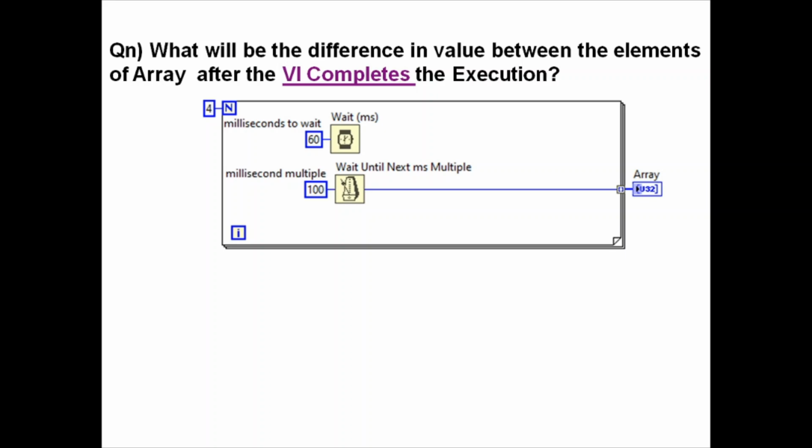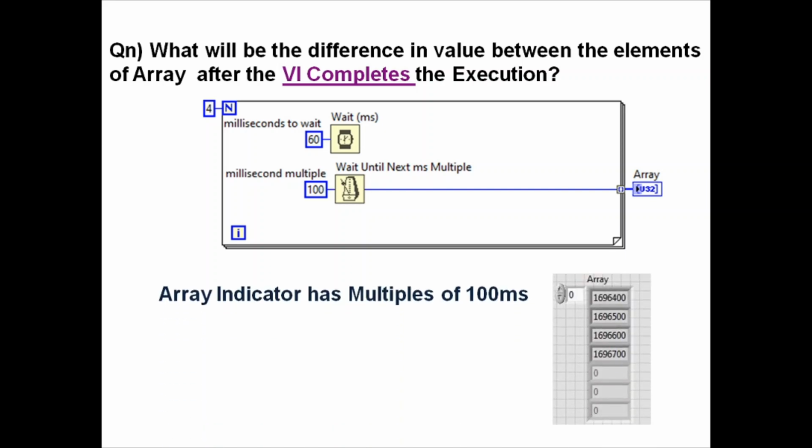So the elements value in the indicator: the loop is executing 4 times. I have dumped it with Wait (ms) as well as Wait Until Next ms Multiple. So you can see that the indicator values are only in multiples of 100. Even though that function is completed in 60 milliseconds, my values are only going to be dumped in intervals of every 100 milliseconds. This is what you have to understand from the previous slide concept. So the answer is that it's going to have multiples of 100 milliseconds.